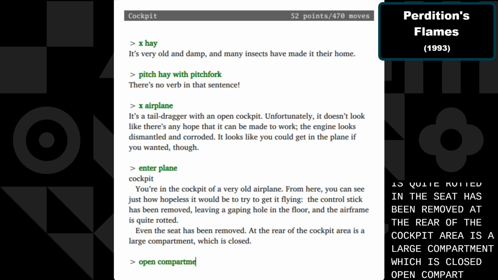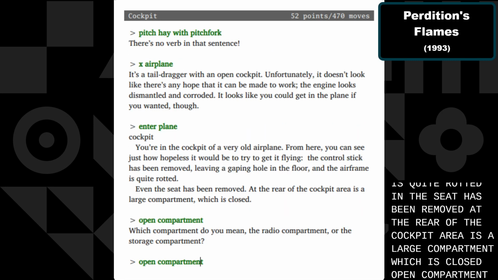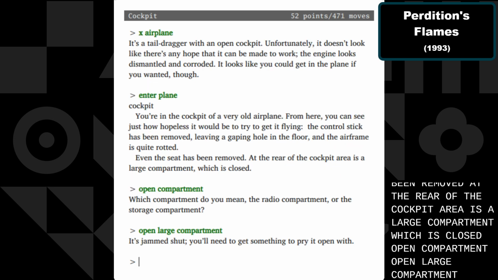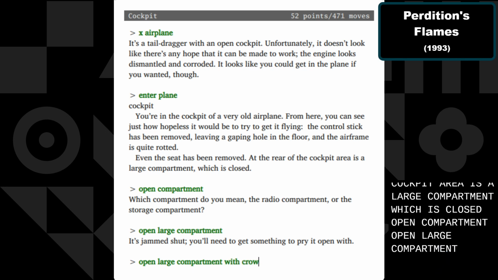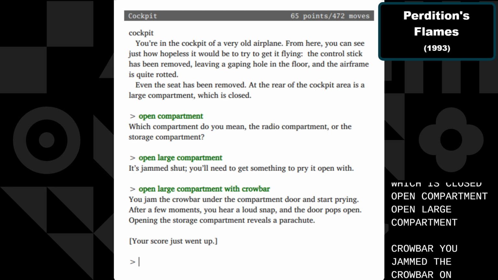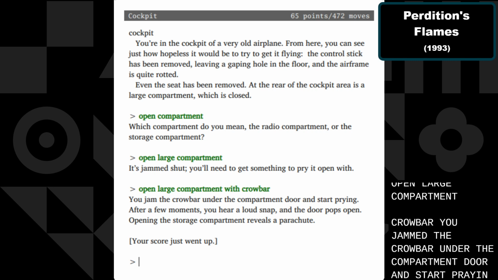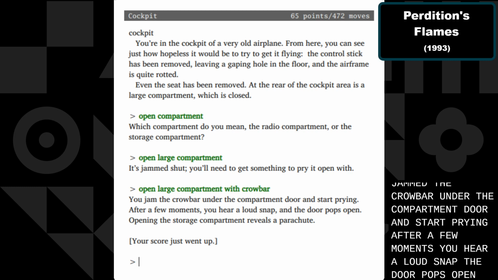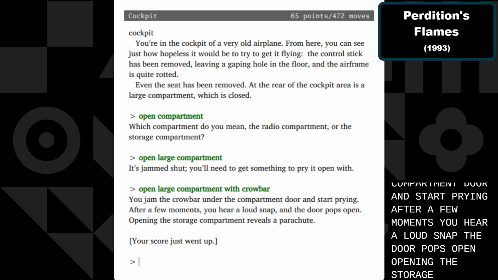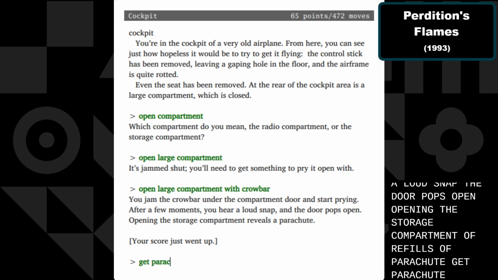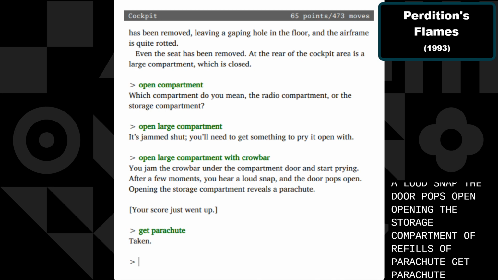Open compartment. Open large compartment with crowbar. You jam the crowbar under the compartment door and start prying. After a few moments, you hear a loud snap and the door props open. Opening the storage compartment reveals a parachute. Get parachute. Take it.